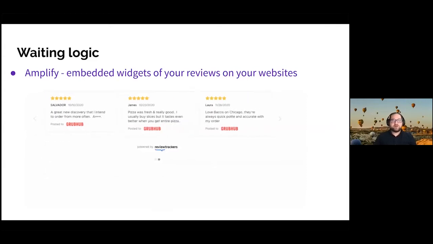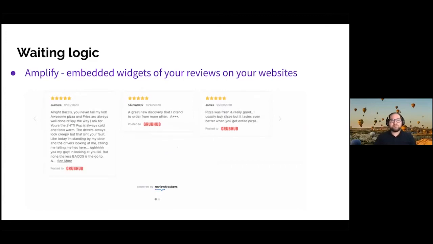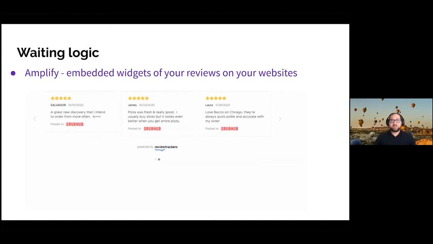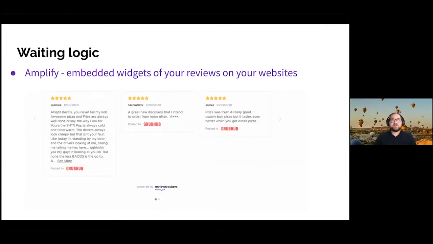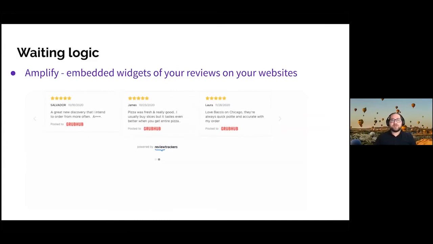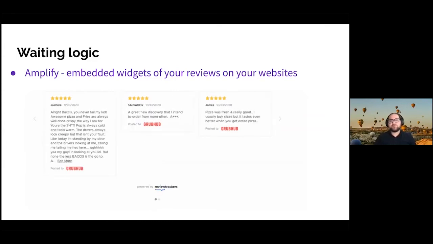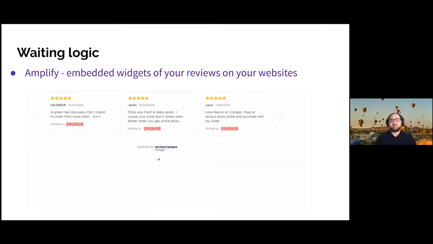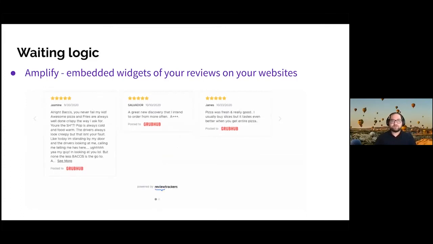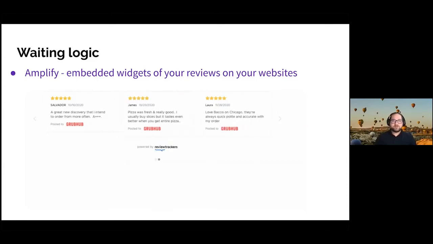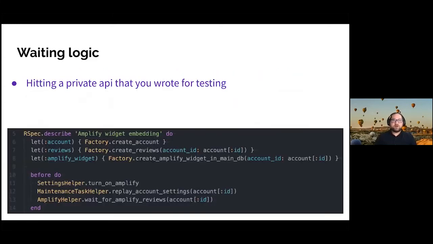For that example, it has to do with Amplify, which I think I mentioned before. It's for embedding widgets of your reviews on your websites. So if you're a Pizza Hut and we've collected hundreds of thousands of reviews, and you use Amplify, we've selected 6 of those reviews, and then we give you some code to put on your website that just selects 6 of the really good reviews. That is a service that we own, and here we wrote a private API to know that data made it to Amplify so that we can begin our test of the embedded widgets.